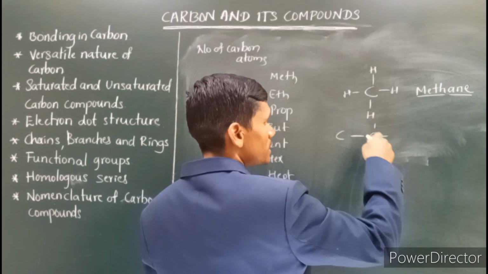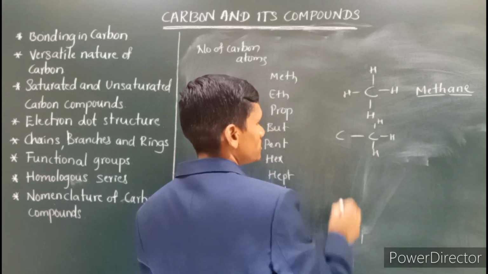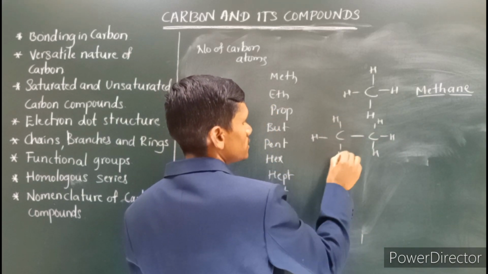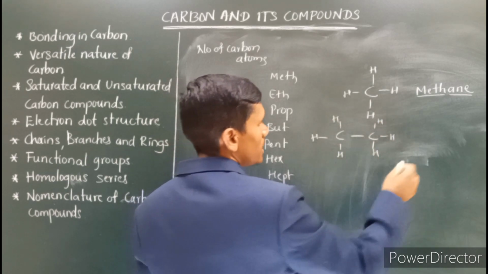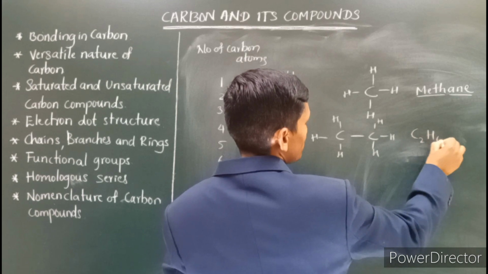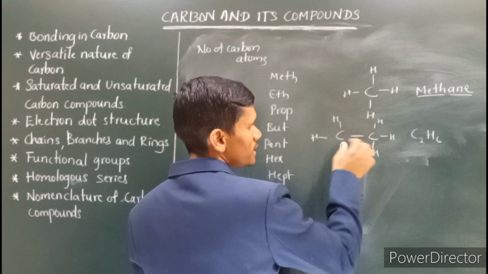In these three bonds, if no other atoms are there, just put a hydrogen here. Substitute by hydrogen. Here also three hydrogen. Now you see 1, 2, 3, 4, 5, 6. Then if you write the formula, this will be C2H6. C2H6 formula. Structure is this.